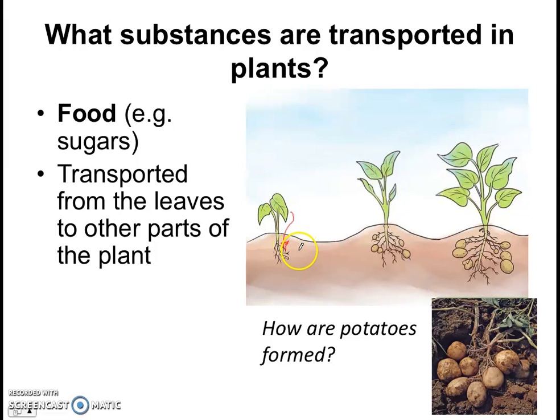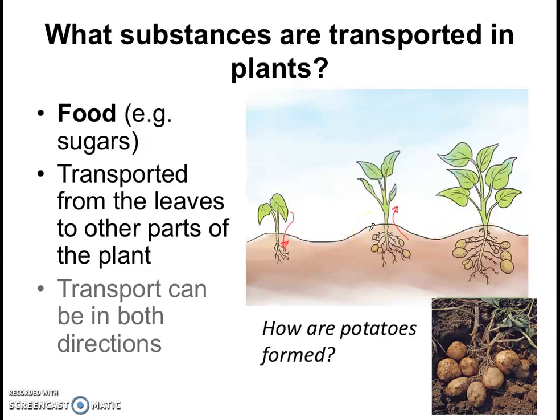However, food can also be transported in the other direction. For example, suppose the weather is very bad or something like that, right? And the leaves of the potato plant cannot make food. Well, in that case, the food stored in the potatoes comes in handy. So the food stored in the potatoes can then be transported up back to the leaves. So transport of food can happen in both directions, right? In two directions, right? Unlike the transport of water and mineral salts, which happens in only one direction.